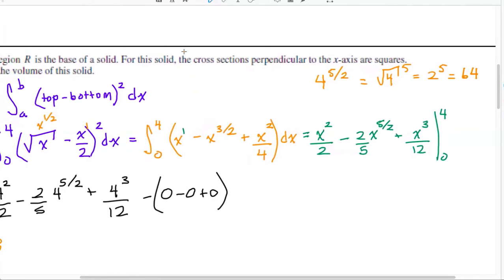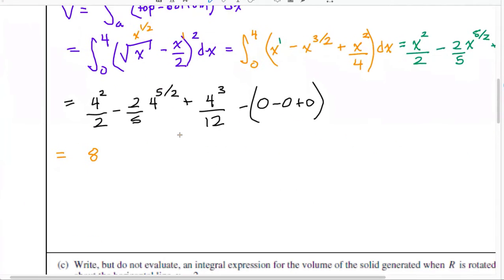Okay, oh well, it's 32. So 8, and this is going to be minus 2/5 of that 32 that we just found. 64. 2/5 of 64 plus 4 to the power of 3.